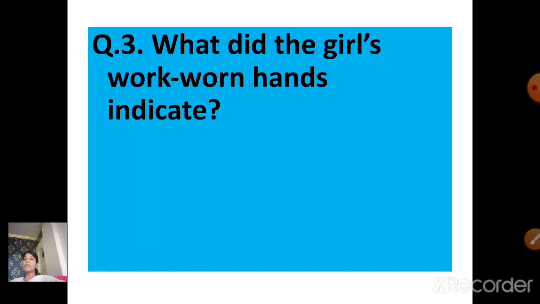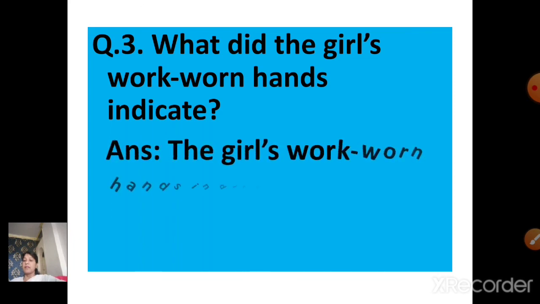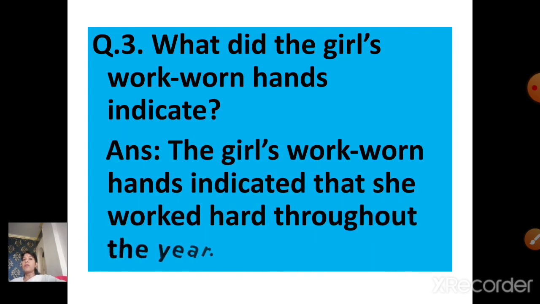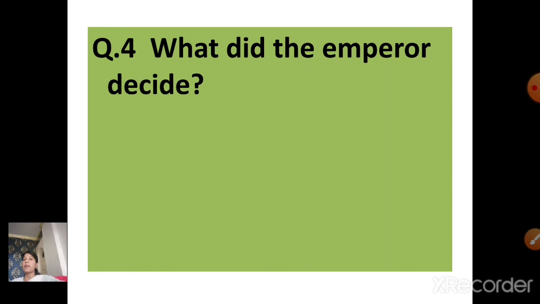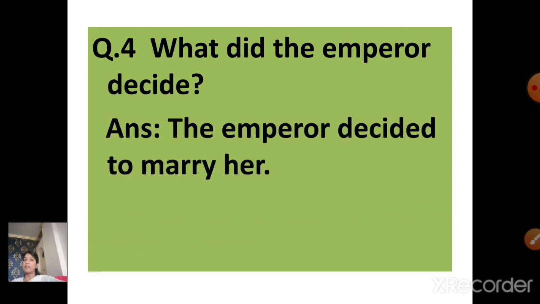What did the girl's work-worn hands indicate? The girl's work-worn hands indicated that she worked hard throughout the year. What did the emperor decide? Yes, the emperor decided to marry her.